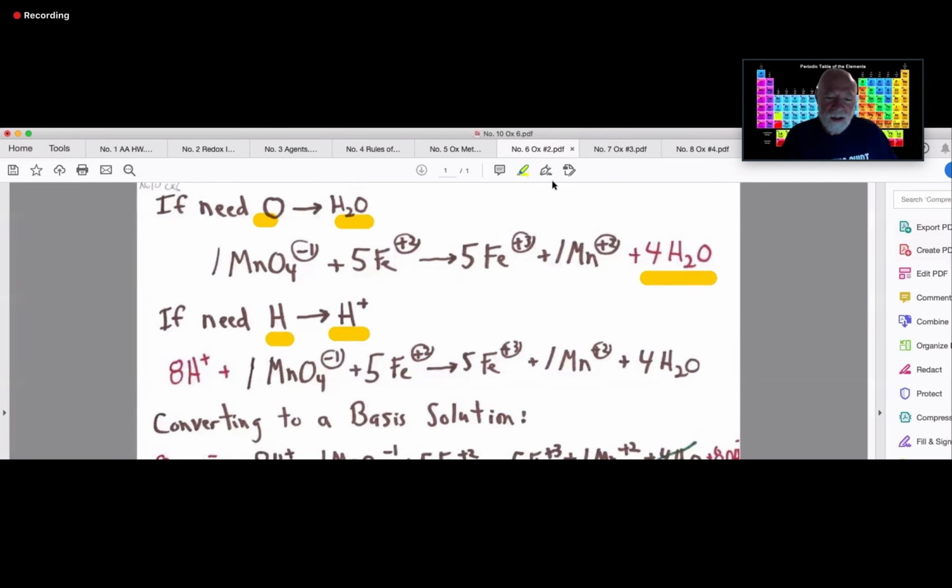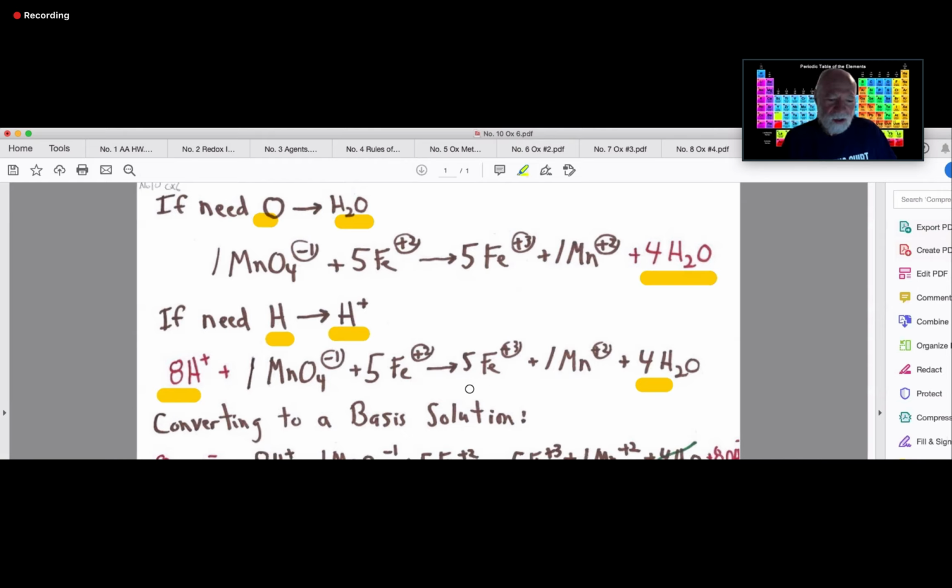So notice what I did. From the 4 waters on the right, we picked up 8 hydrogens, so I throw in 8 hydrogen ions. Okay. Now notice, this is now a balanced equation. Double check it with me. 8 hydrogens on the left, 4 times 2, 8 hydrogens on the right, 1 manganese, 4 oxygens on the left, 4 oxygens from water on the right, 5 irons, 5 irons.